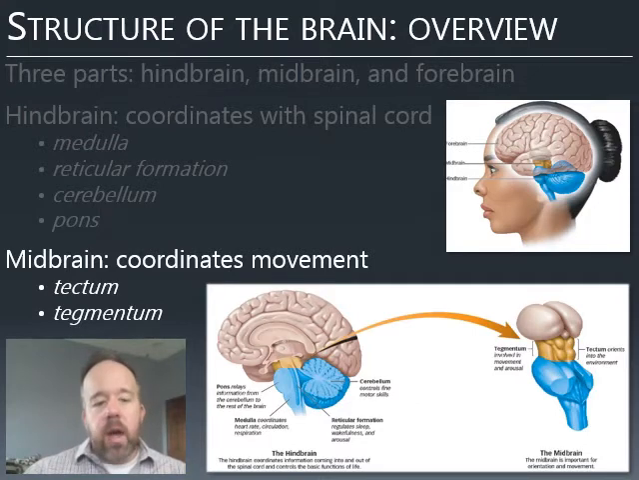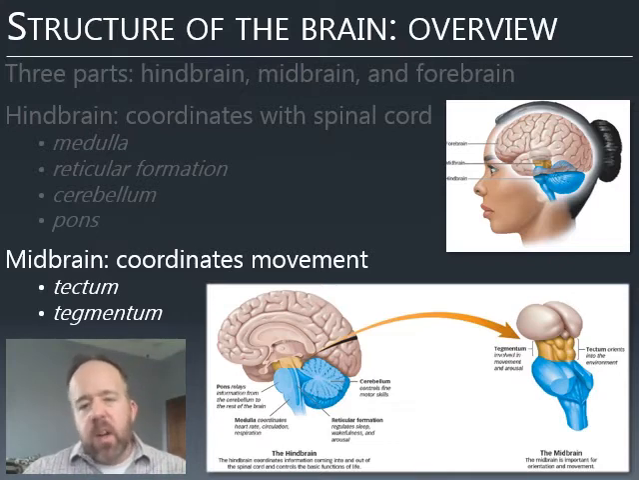You also have the tegmentum. And the tegmentum is involved in a number of things. It's involved in movement. It's involved in arousal to a certain extent. It's even involved a little bit in reward processing, whether a good or bad event has just occurred. But really it's about coordinating those actions.